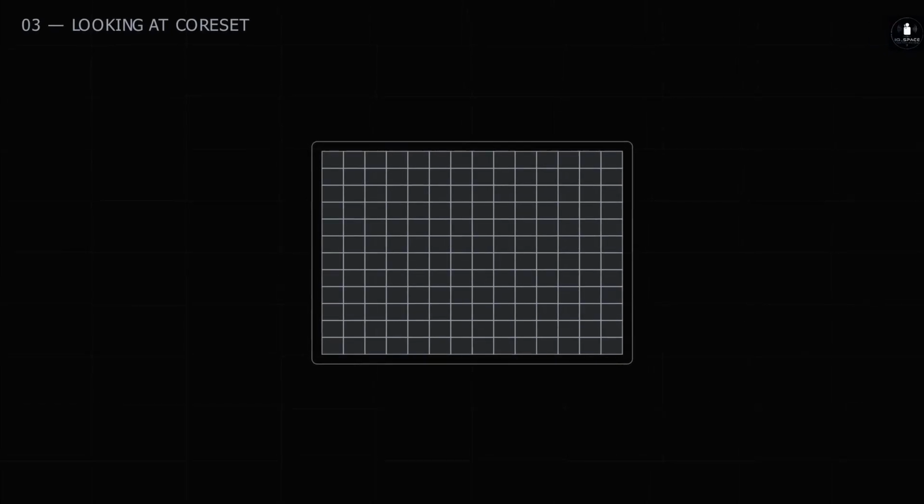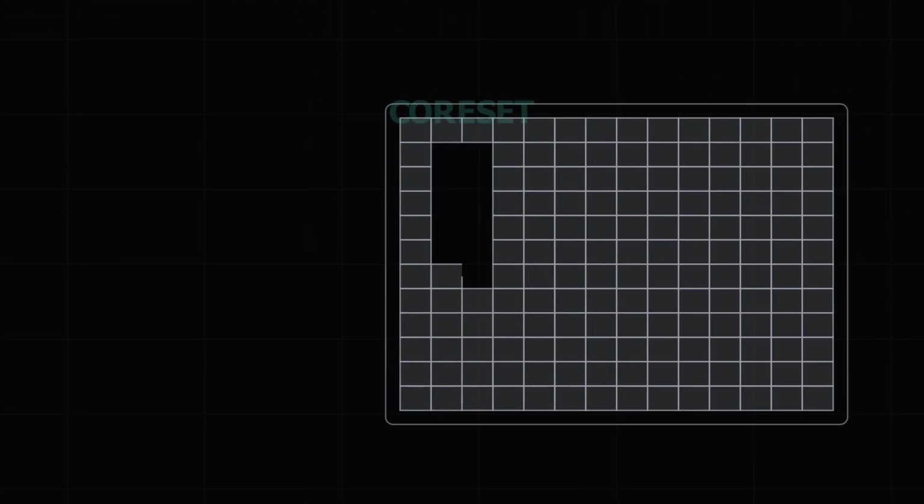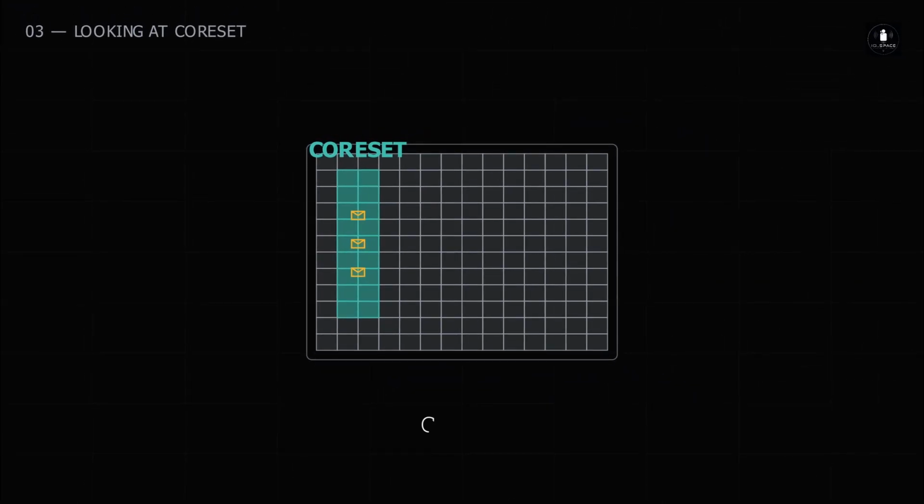CORESET is not a physical channel. It is simply a region inside the resource grid. Whenever the scheduler needs to transmit control information, the PDCCH is placed inside this reserved region. Now the UE simply listens inside the configured CORESET.